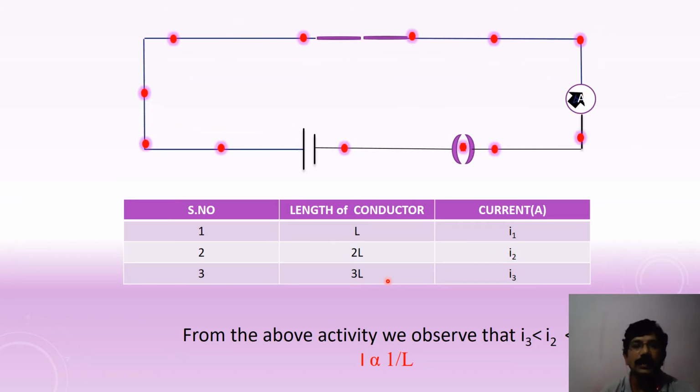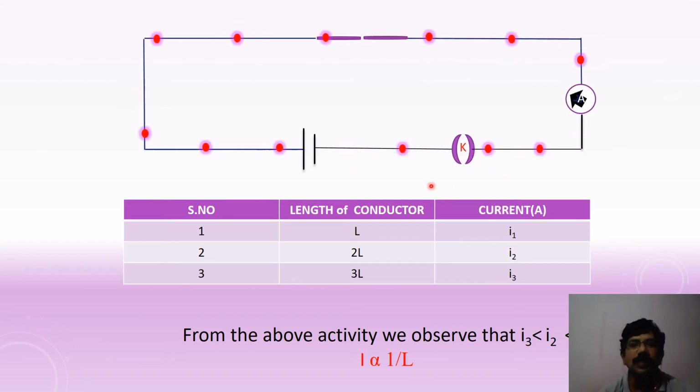After that, I tripled the length of the conductor. I am not changing the area of cross section. Simply I am changing the length of the conductor. I recorded my observation as I3. In all these three observations, I observed that as the length increases, the resistance offered by the conductor also increases. So we can conclude that when the length is increasing, the current flowing in the circuit is decreasing.